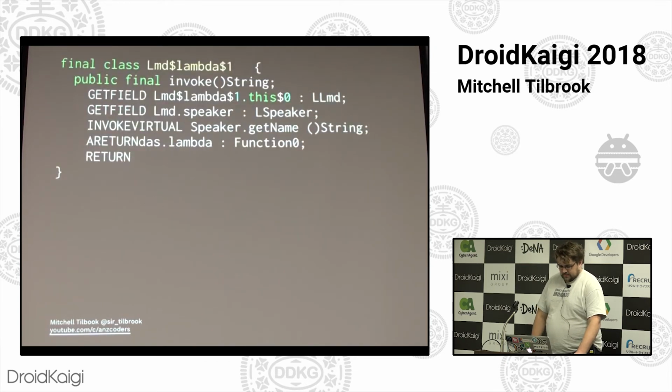So now if we go back to our Lambda in our invoke function, we can see that we're just getting the field and then just invoking the object directly. So we don't actually have to have that synthetic method anymore.